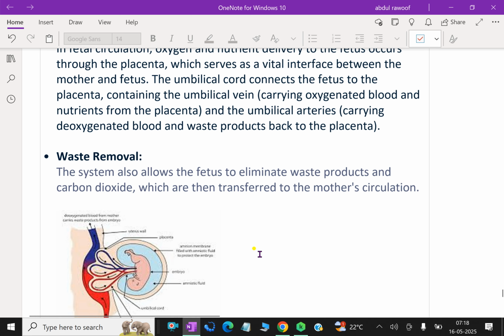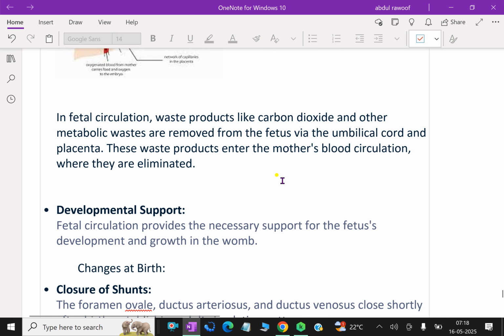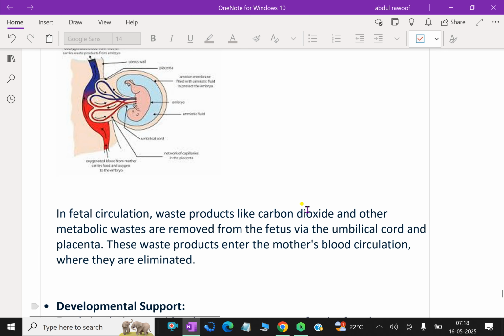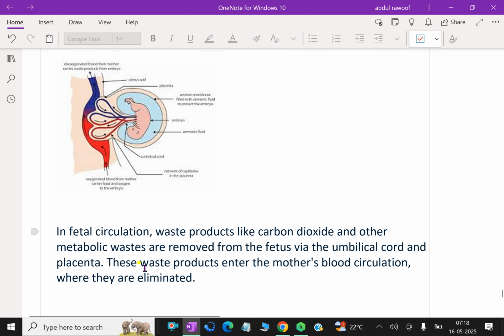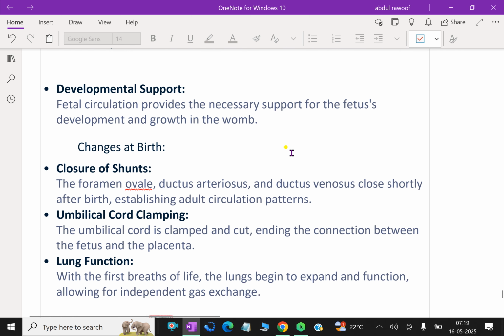Waste removal. How is the waste removed? The system also allows the fetus to eliminate waste products and carbon dioxide, which are then transferred to the mother's circulation. In fetal circulation, waste products like carbon dioxide and other metabolic waste are removed from the fetus via the umbilical cord and placenta. These waste products enter the mother's blood circulation where they are eliminated. Development support. Fetal circulation provides the necessary support for the fetus's development and growth in the womb. Changes at birth.